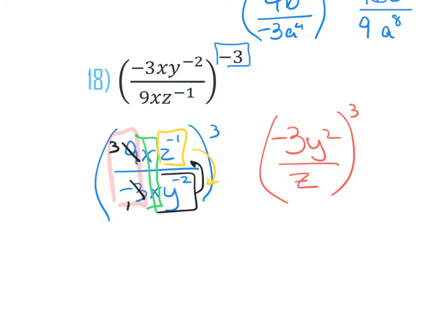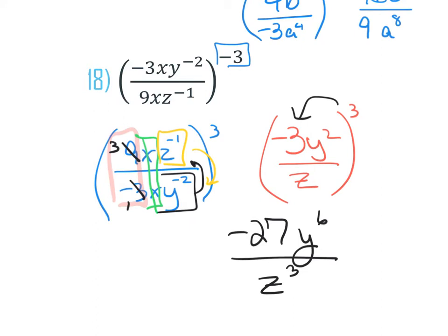Okay, so now I have to cube that. So negative 3 to the 3rd power is negative 27, and then y squared to the 3rd becomes y to the 6th, and then z cubed.